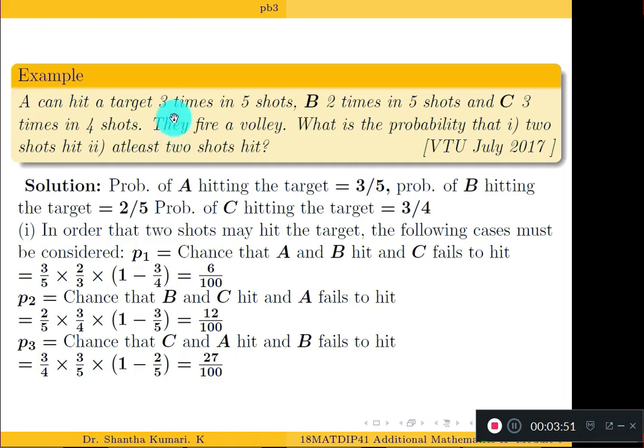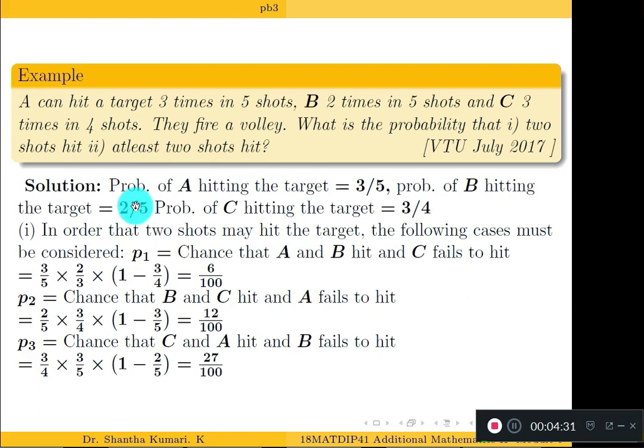A can hit a target 3 times in 5 shots, B 2 times in 5 shots and C 3 times in 4 shots. So they have given the probabilities. Actually directly it is not given in the form of probability. What is the meaning? Out of 5 trials only 3 are favorable. That's the meaning. 3 times in 5 shots he can hit the target means 3 by 5 is the probability. So you take probability of A hitting the target as event A. I have not given any notation here. You can give the notation. This is another way of solving the problem. I am just giving you all possible methods here.